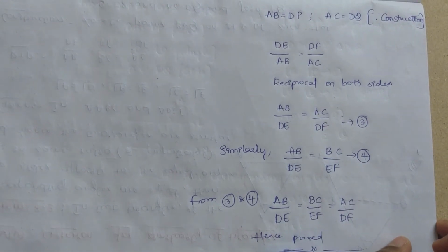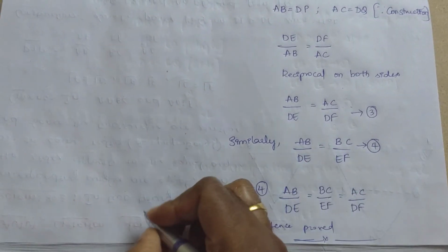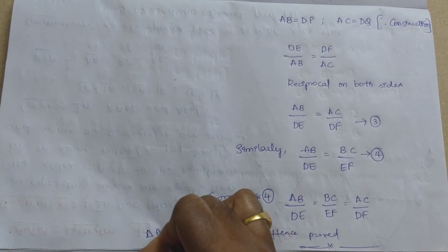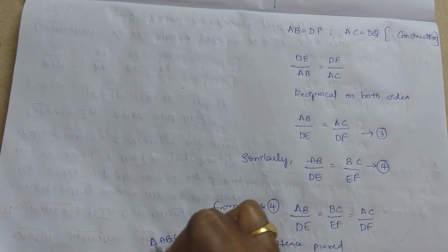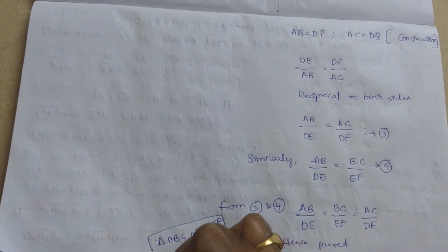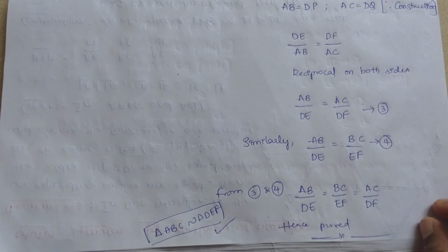If corresponding angles are equal and corresponding sides are proportional, then it means that triangle ABC is similar to triangle DEF. Clear? Hence the triangles are similar. So this is the theorem 8.3.